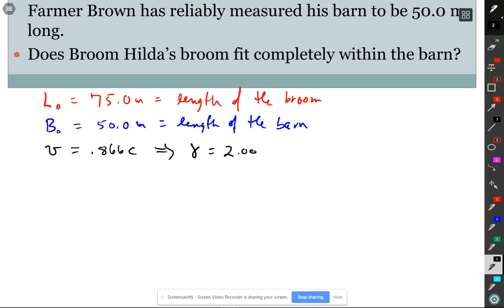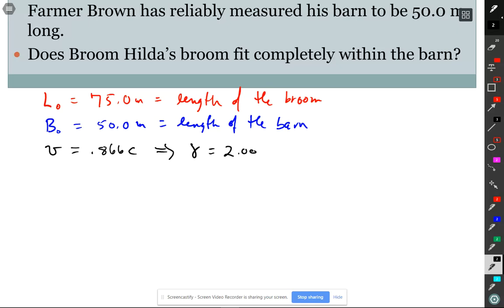Does the broom fit inside the barn? So here's the broom. Broomhilda measures it to be 75 meters long. Here is the barn. Farmer Brown measures it to be 50 meters long. Does she fit inside? I guess yes. Okay, we have a guess of yes and we have a guess of no. I would say yes.